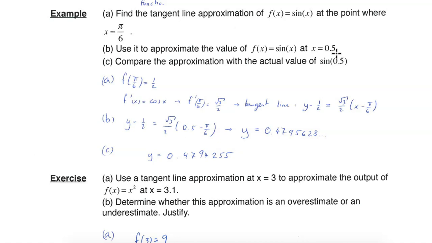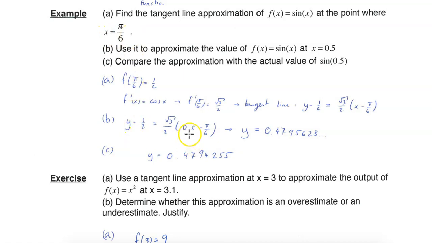Nobody among us knows the value, but notice that I chose a value that is very close to pi over 6. In fact, I have my calculator with me right here. Pi over 6 is 0.524. So the graph of sine x and the graph of the tangent line are going to be almost the same, because I'm looking at a point that is super close. 0.5 is super close to 0.524.